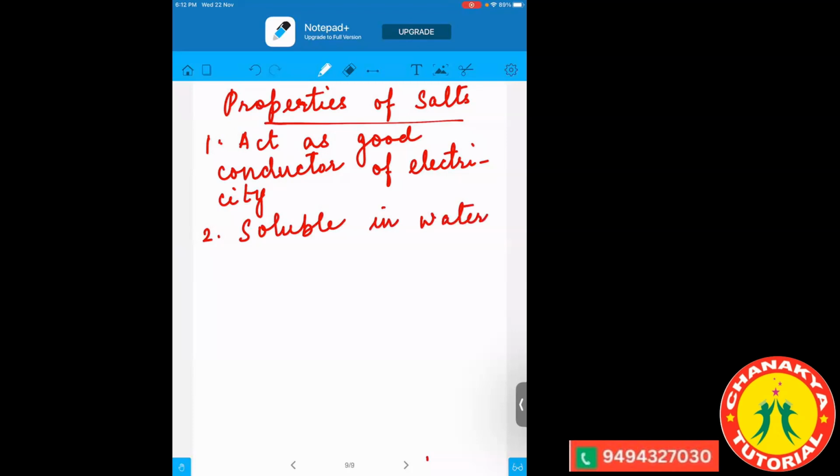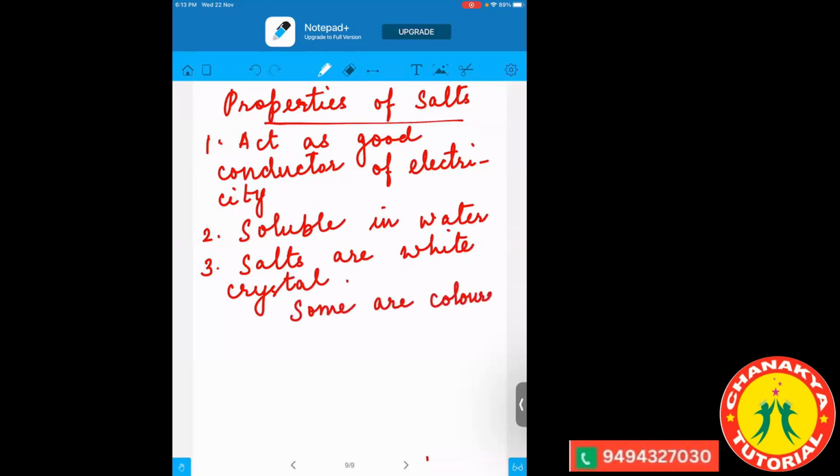Now the third very important property. Generally salts are white crystals, like the normal salt we have, the Tata salt or maybe the rock salt; they are white in color or a shade of white crystal. But some are colored also. So some are white and some are colored. An example of a colored salt is CuSO4. What is CuSO4?